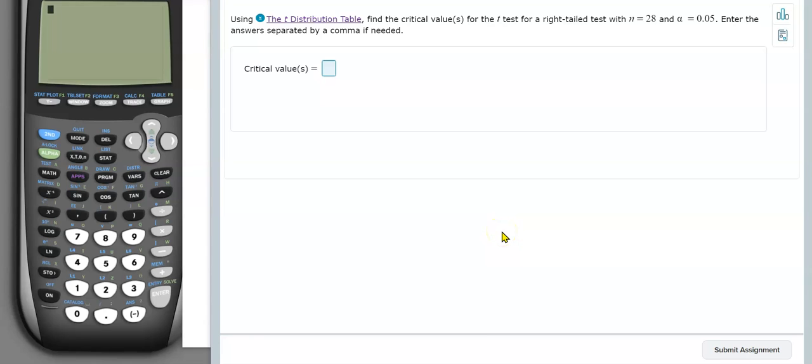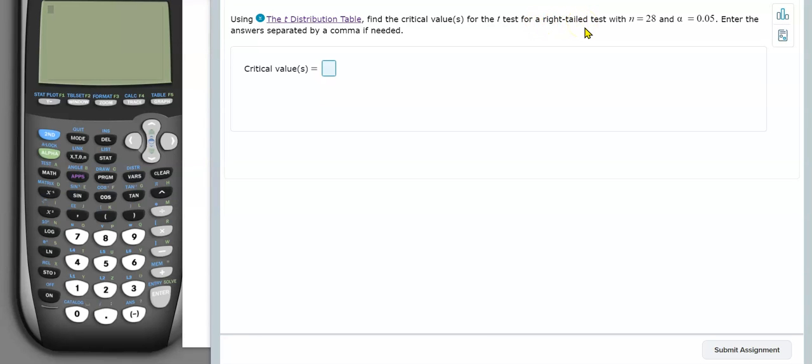All right, so this is about how to use the t-table distribution. Again, if you are familiar, please try to do it on your own. Now, what we need to know here is that we are looking to find the critical value of the t-test, right-tailed. So be careful about the right-tailed, it's not so obvious.